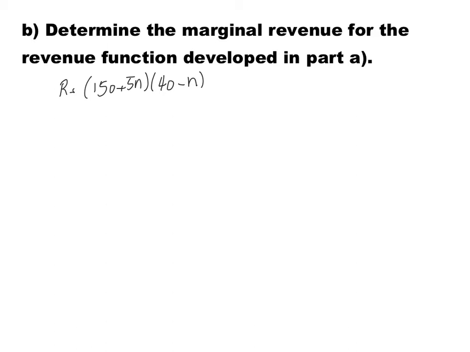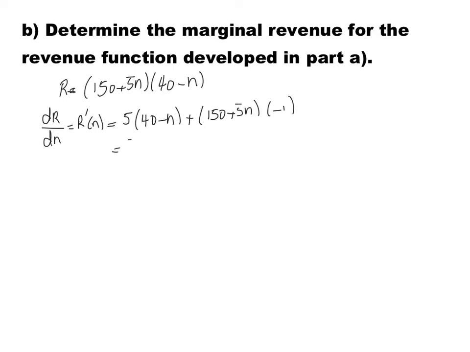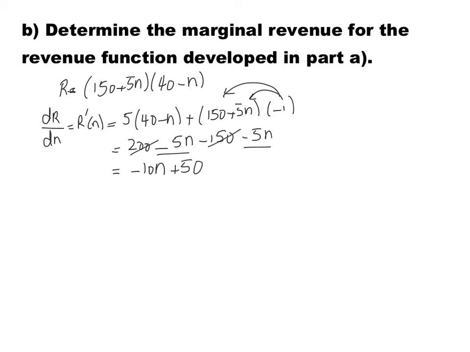The next part of the question says determine the marginal revenue, meaning the first derivative of the revenue function that we found in part A. So we say dR/dn, which is R prime of n, is the derivative of the first bracket, which is 5, times 40 minus n, plus the first bracket times the derivative of the second bracket, which is negative 1. If we simplify, 5 times 40 is 200, minus 5n, minus 150, multiplying negative 1 by each item in the bracket, minus 5n. Now minus 5n minus 5n is minus 10n, and 200 minus 150 is plus 50. So our marginal revenue is minus 10n plus 50.